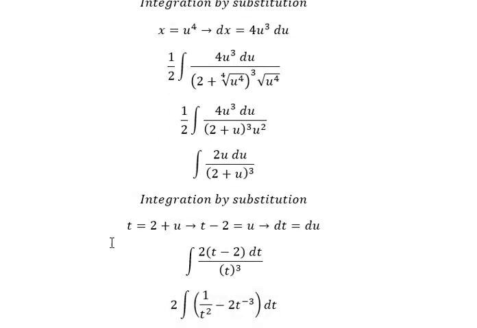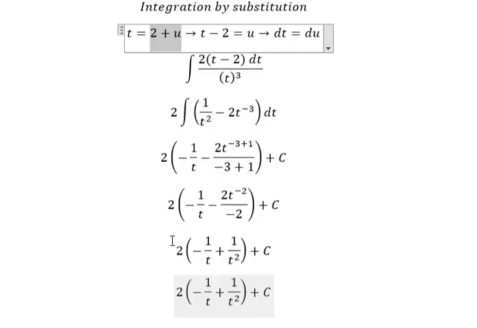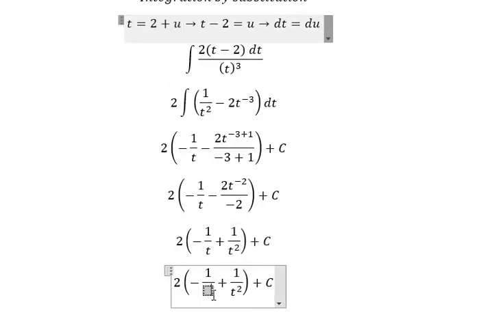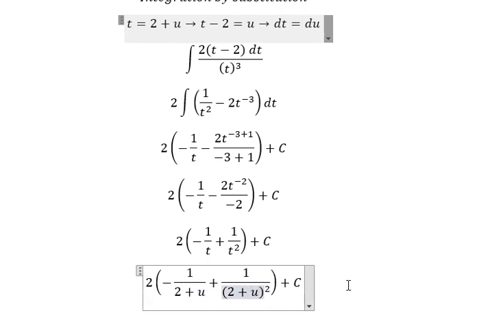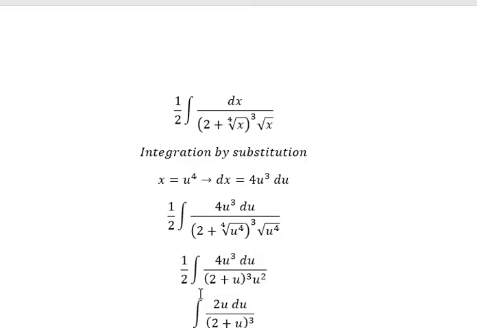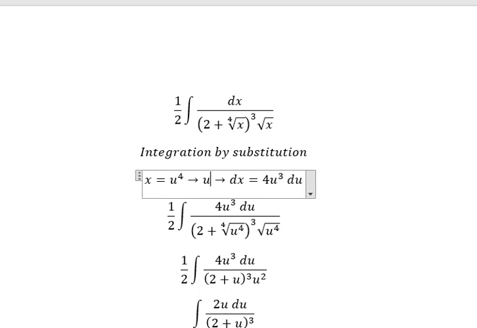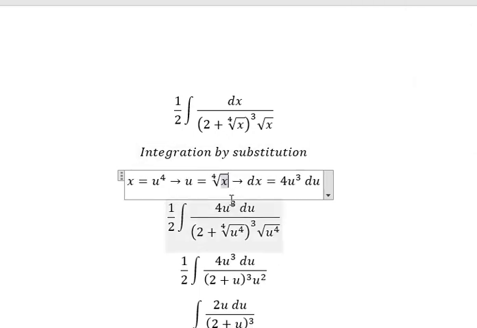t, that is this one. u, that is this one. So we take the root of both sides. So you will have u equals the fourth root. So we put this one to replace u.